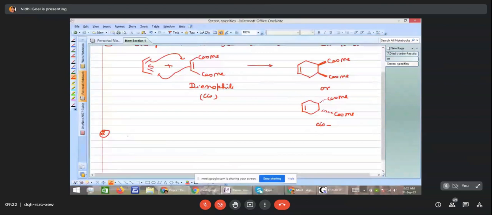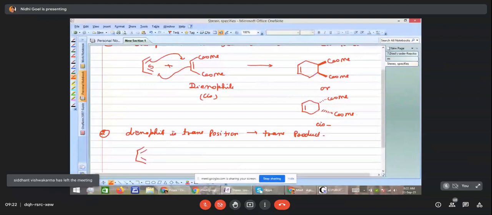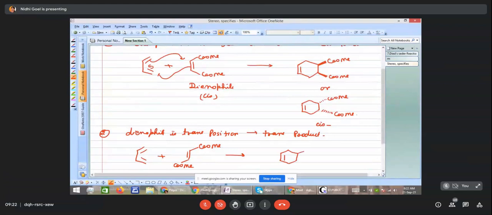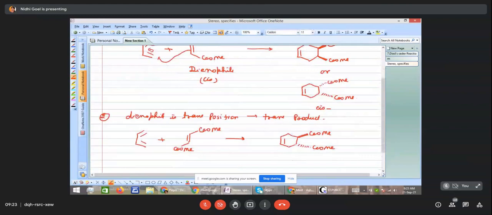Second, if the dienophile is trans, then the product will be trans. Product is trans. These are the stereospecific.